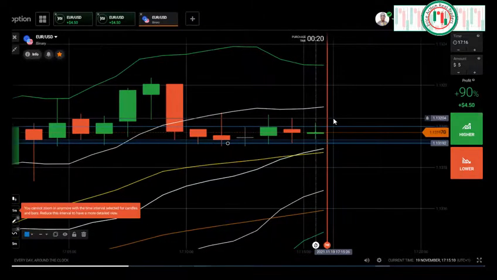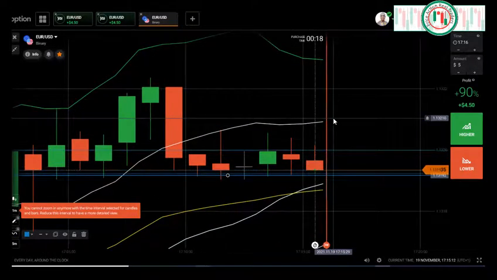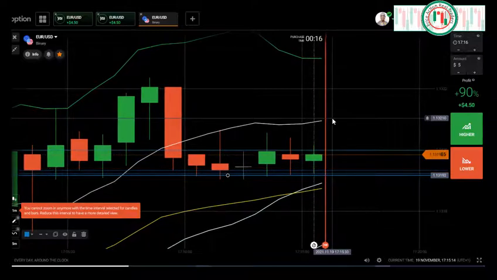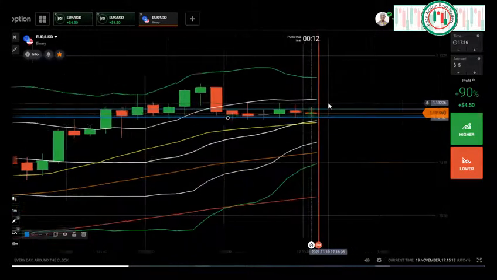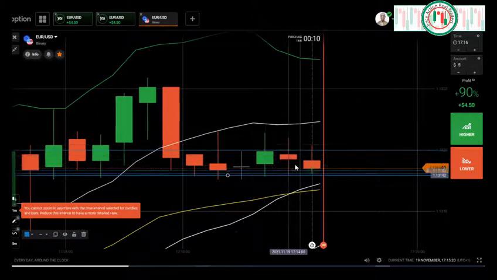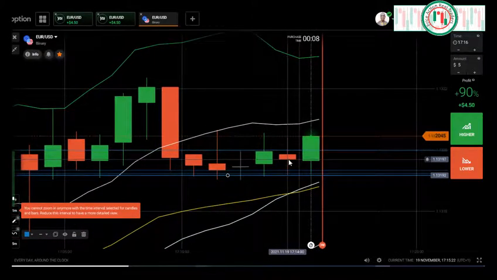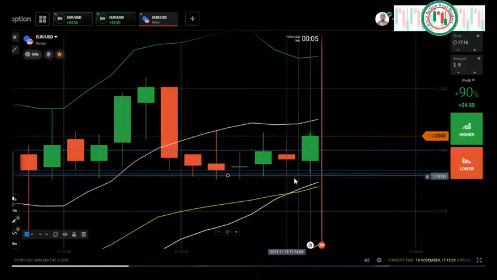Yes, so I will wait for the next candle again, because this candle didn't give me any signal to trade.